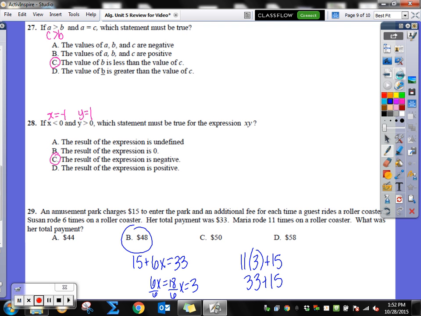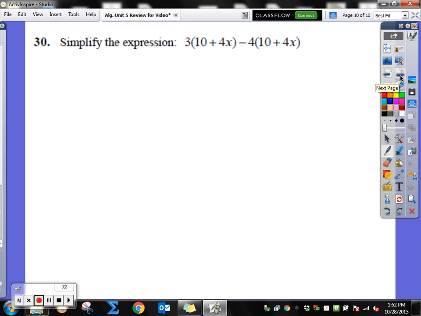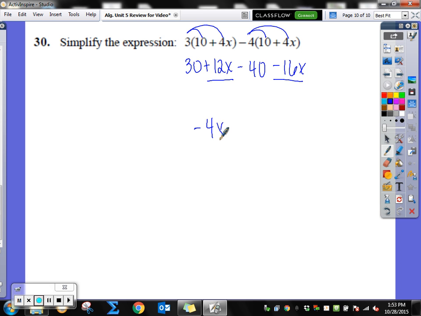Last question. We just need to simplify. We have to distribute first. So we have 30 plus 12x minus 40 minus 16x. Then we need to combine like terms. So we have our x terms, so that's going to be -4x. Then we need to combine our constants, so that's going to be -10.